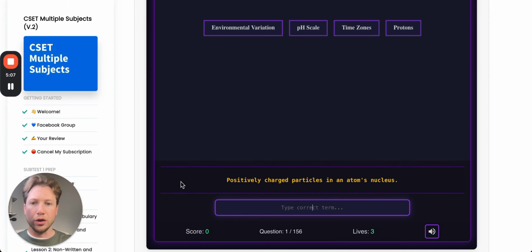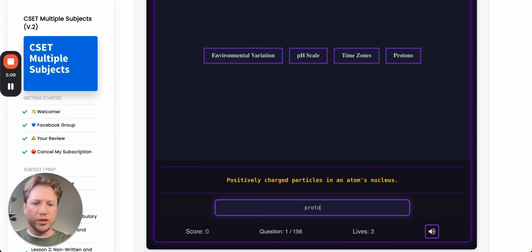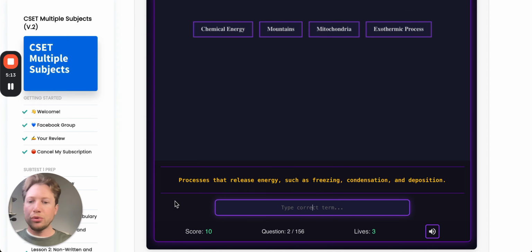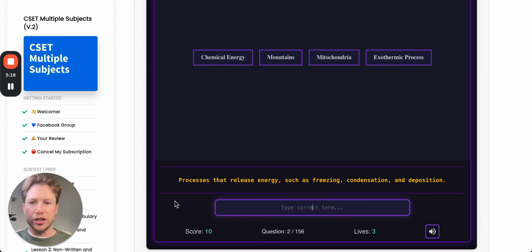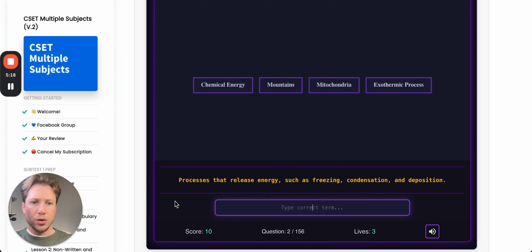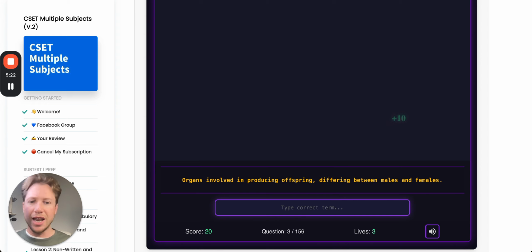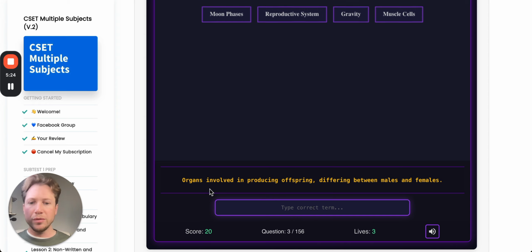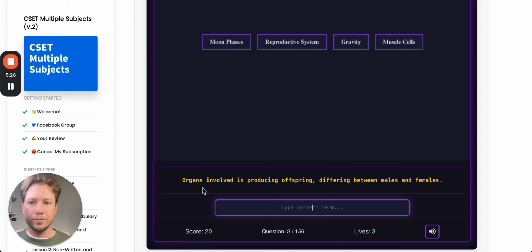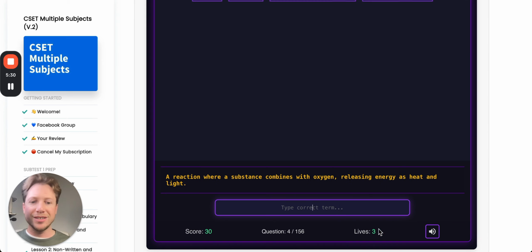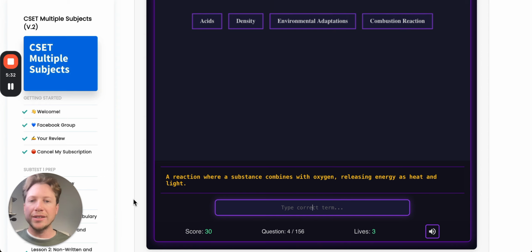Positively charged particles, that would be protons. Good. Got a score of 10 so far. It's 2 out of 156. Processes that release energy. Is that exothermic process? Nice, it is. Organs involved in producing offspring. Okay, so reproductive system. Nice. See, I've got 3 lives, and you just go as long as you can.